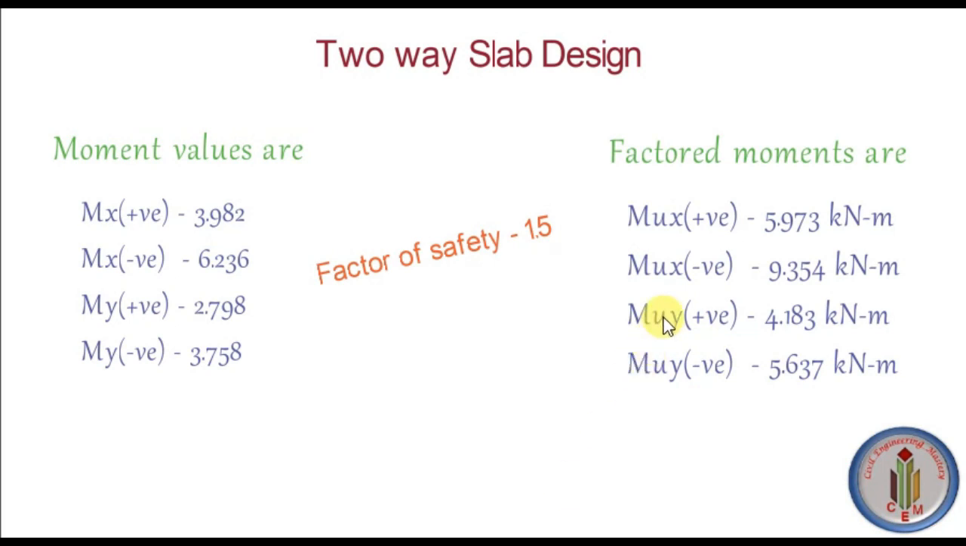So alright, now we have all the moment values. Now we have to calculate the area of steel by using this moment value. Let's see how we calculate the area of steel.